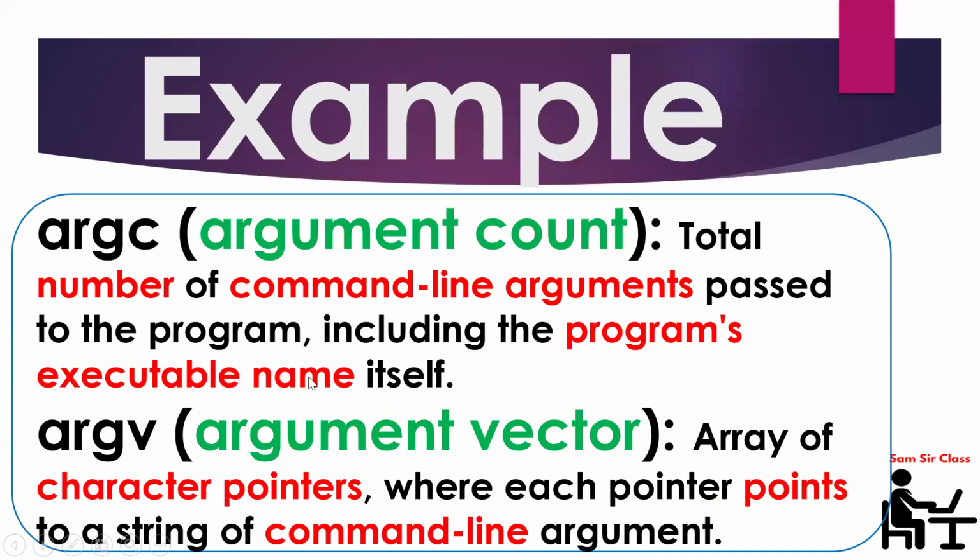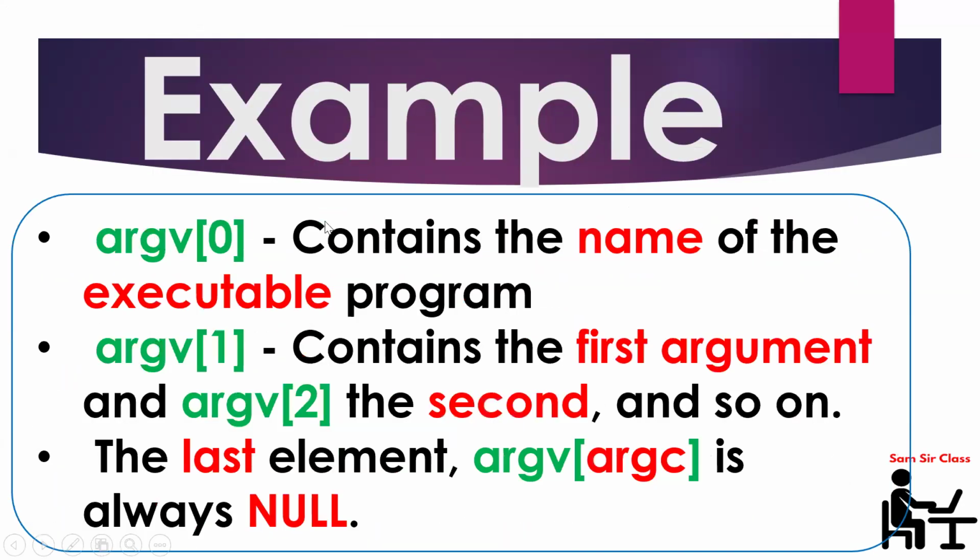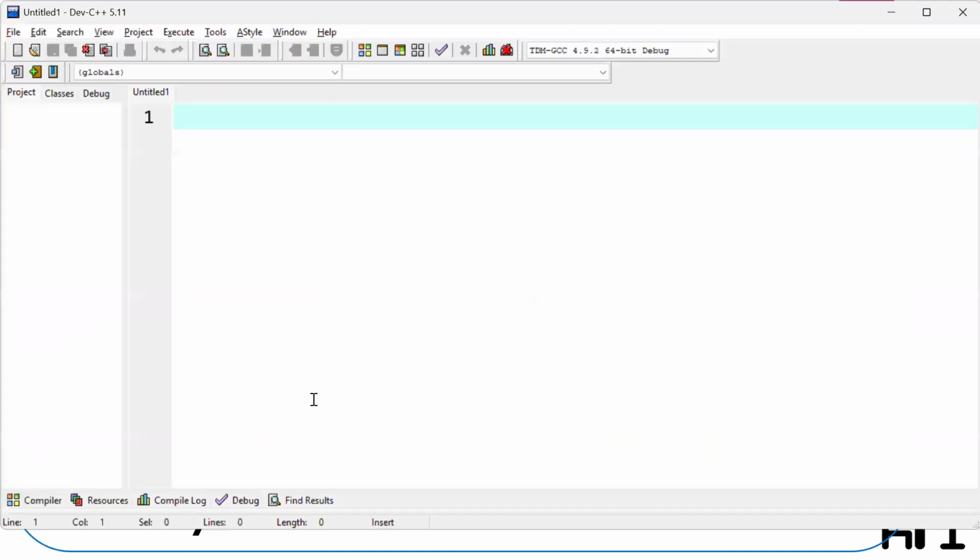So we have discussed the meaning of argc and argv. Clear? argv of 0 contains the name of the executable program. That is the first argument. argv of 1 contains the first argument, argv of 2 contains the second argument, and so on. The last element is argv of argc, because we know that array index starts from 0. So if argc is 5, that means 5 arguments we have given, but argv of 5 is always null because you are starting the index from 0. Now let us see through the example.